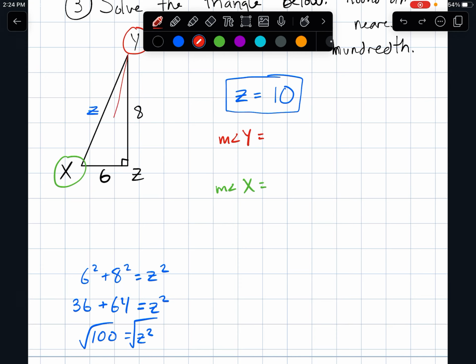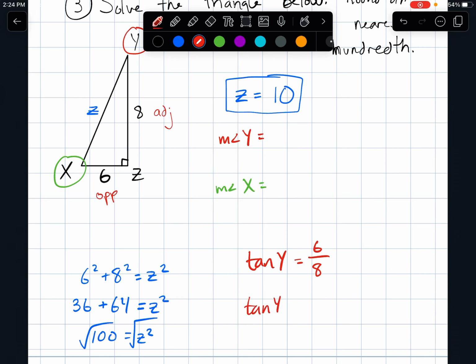And so in relationship to angle y, we know that 6 is the opposite side. And also in relationship to angle y, 8 is the adjacent side. So if I think about which trig function I want to use, SOHCAHTOA, that means I'm going to want to focus on the tangent, because the tangent takes the opposite side and divides it by the adjacent side. Okay, so now I know that the tangent of y is equal to 6 over 8.